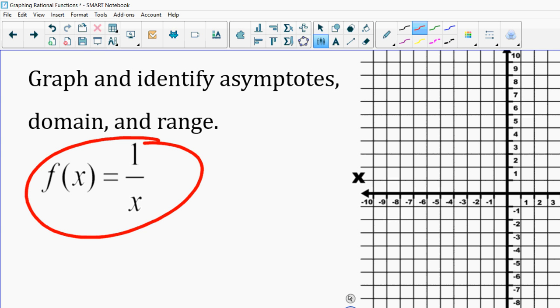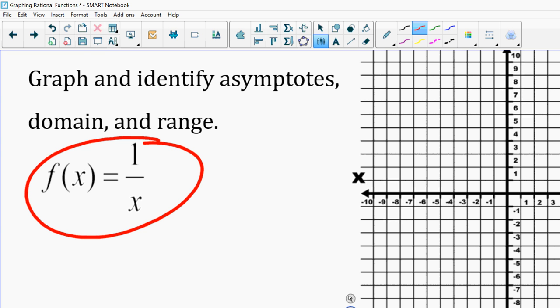0. Because 1 divided by 0 is undefined. Now, that's the only number where that would happen, so that's the only number that's not going to be in my domain. Remember that word? Domain. Oh, how could you forget it?